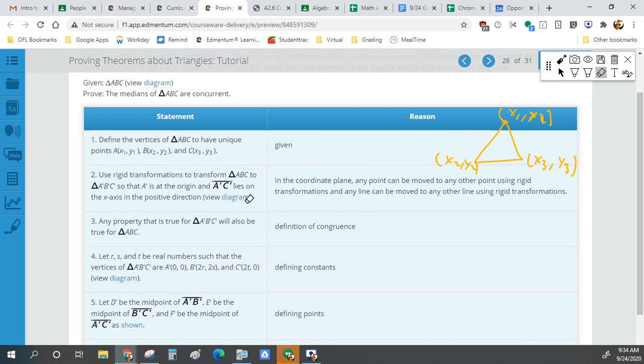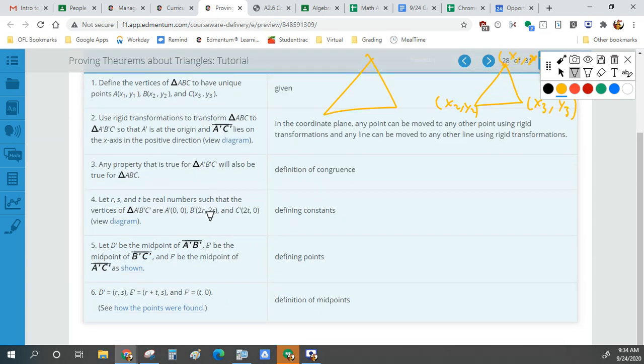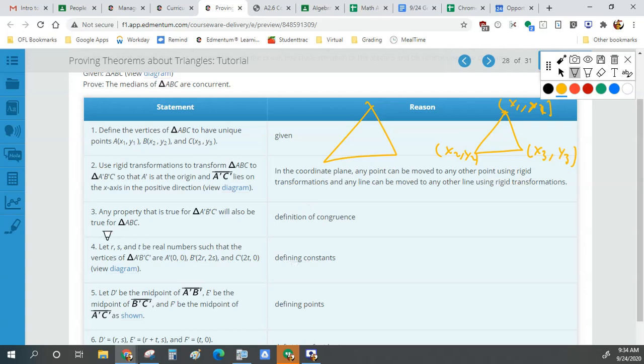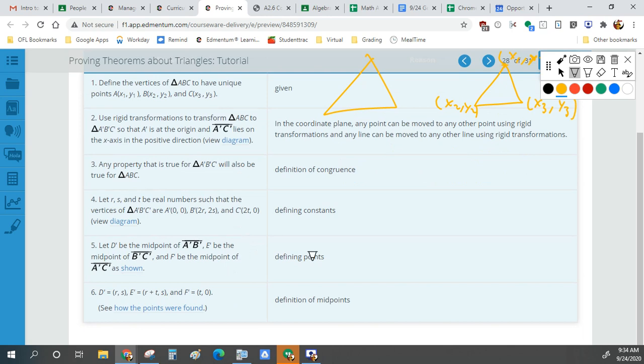Then what they're saying is we're going to do a rigid transformation. So we're going to move this over, and in the coordinate plane, we're going to move those points. Any property, anything that we do with this other made up triangle that we did over here, will be the same as that over there. So then we're going to let these numbers be real numbers. So we're going to double it. So let these be real numbers of the vertices. They're going to essentially double it, and then they're going to find these middle points.